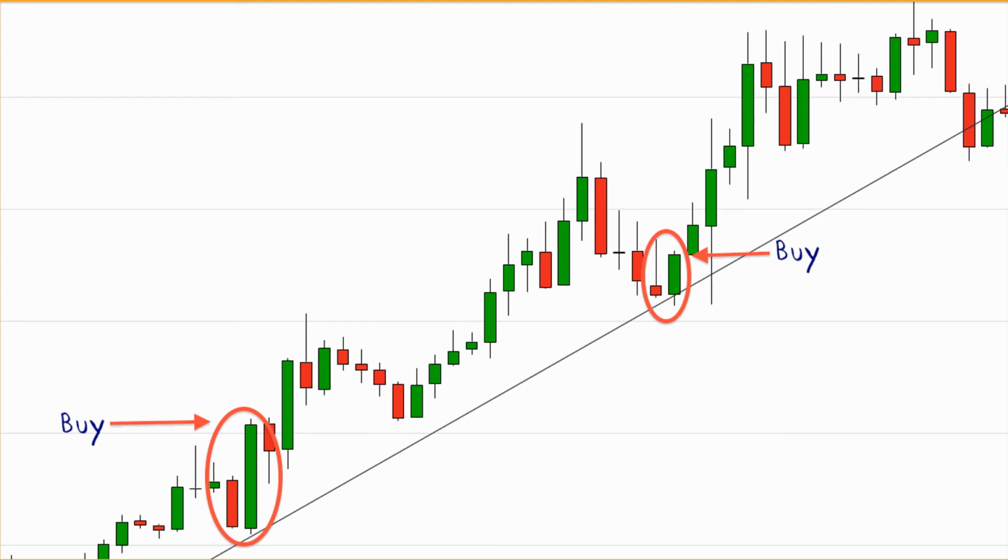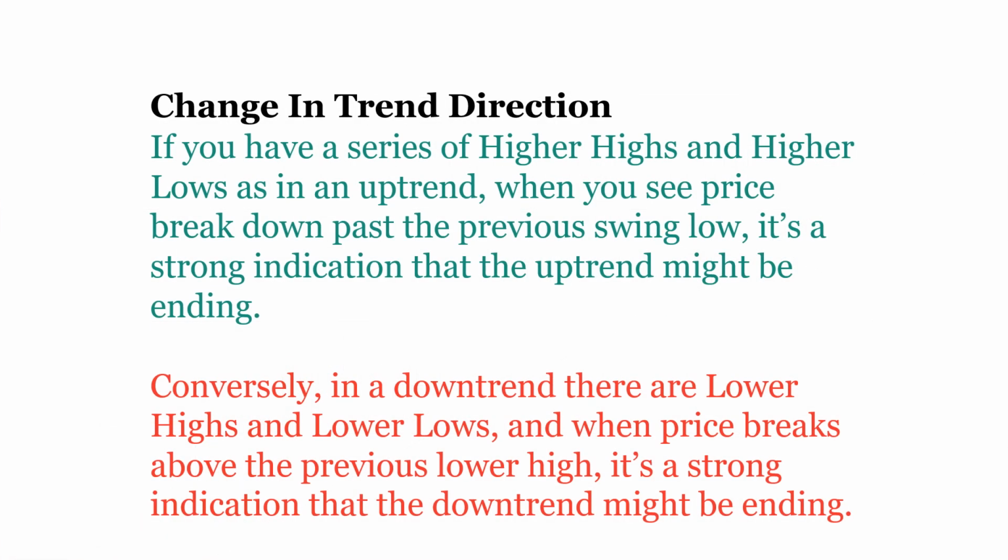Candlesticks in line with the trend validate the trend. This is a great confirming factor for your directional bias on a market. Also, remember that repetitive failed candlesticks suggest that the market is going to change direction. If you have a series of higher highs and higher lows, as it is in an uptrend, when you see price break down past the previous swing low, it's a strong indication that the uptrend might be ending. Conversely, in a downtrend, there are lower highs and lower lows, and when price breaks above the previous lower high, it's an indication that the downtrend might be ending.